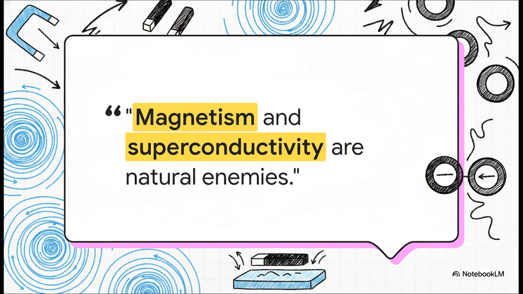Magnetism and superconductivity are natural enemies. Think about that for a second. Macroscopic magnetism relies on aligning electron spins perfectly parallel to one another. But superconductivity? That depends on pairing electrons with their spins pointing in perfectly opposite, anti-parallel directions. So to get a magnet to just float above a superconductor, we are literally forcing two fundamental, natural enemies to work together in this state of perfect, delicate tension.